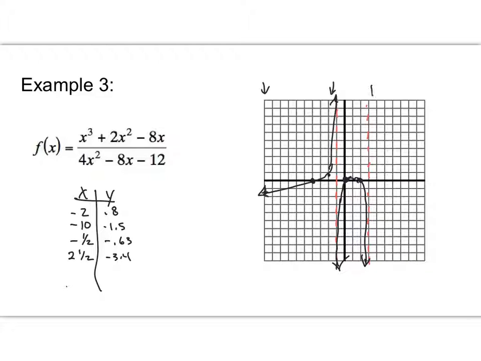So on this side of my asymptote, it's either going to come from up here or it's going to come from down here. I don't know which. So let's plug in a 4 and a 10, because 4 is right to the right side of that vertical asymptote, and 10 tells me what happens to the function further out this direction.